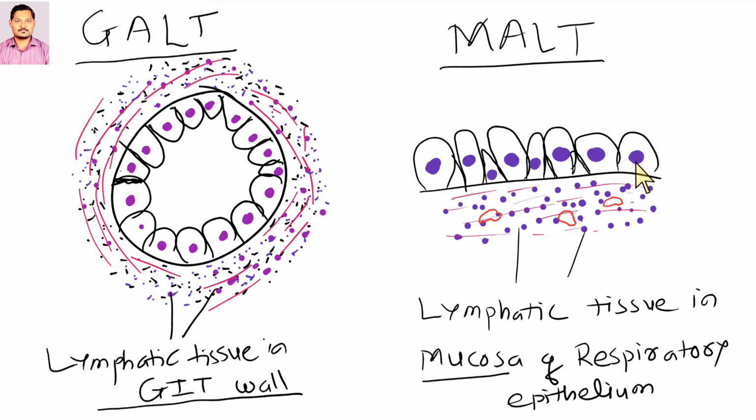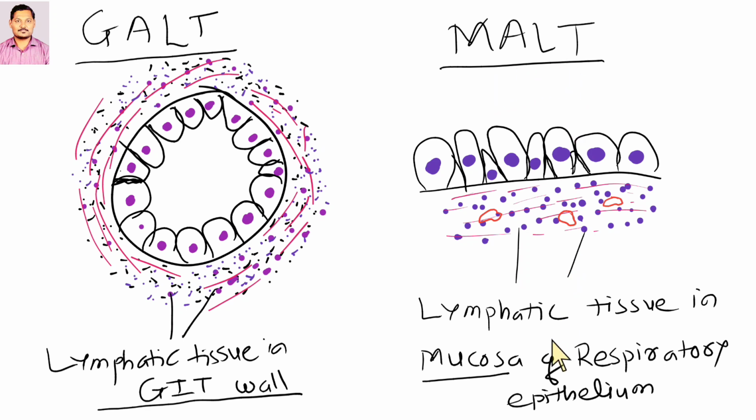Whereas you see the epithelium in the respiratory tract, beneath that basement membrane in the lamina propria, again you will see a lot of lymphoid tissue, and if the air contains pathogens entering into this area, they will be taken care of by this lymphoid tissue, which is the mucosa associated lymphoid tissue.